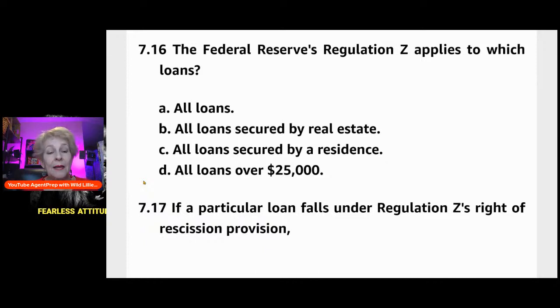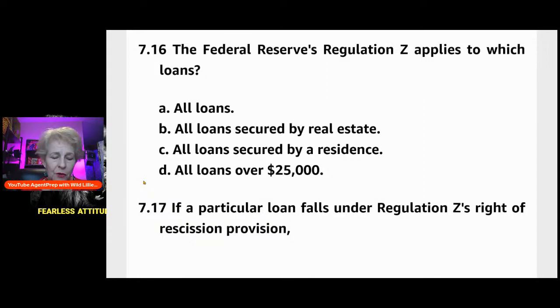No, it is not B, Yeti. It is actually secured by a residence. The Federal Reserve's Regulation Z applies to residential loans. So the answer says Regulation Z applies to all loans secured by a residence. It does not apply to commercial loans or to agriculture loans. Those are different types of loans over 25,000. So the loan for residential is over 25,000.